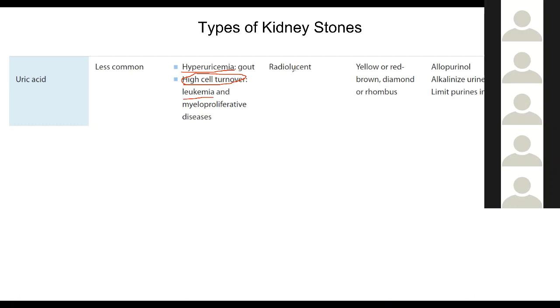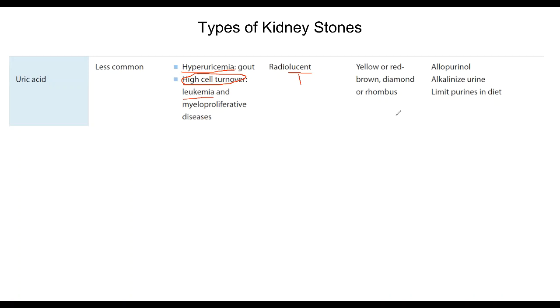And what does radiolucent mean? Lucent means that you can see through it, so see through, okay? That means that you will not see it on the X-ray. So that's why it's radiolucent, and why you won't be able to see it if you do a KUB. This one has the rhombus shape, remember? Rhombus shape, and also uric acid.